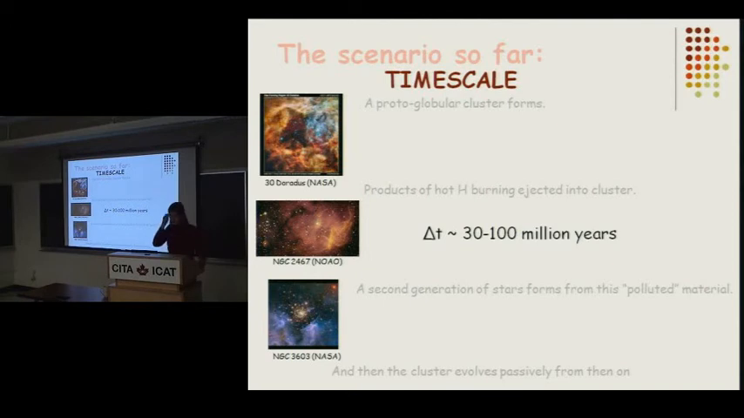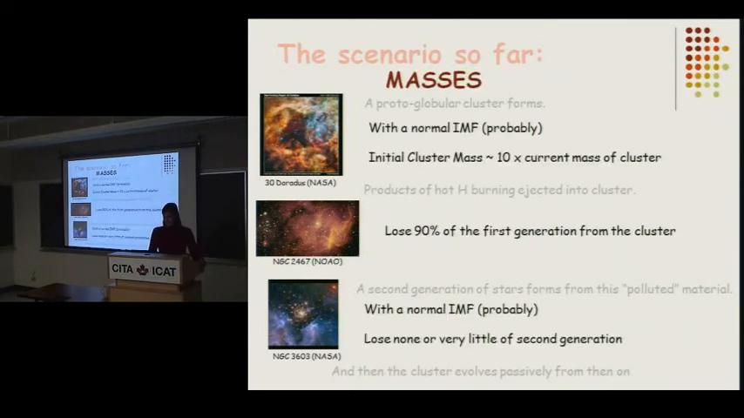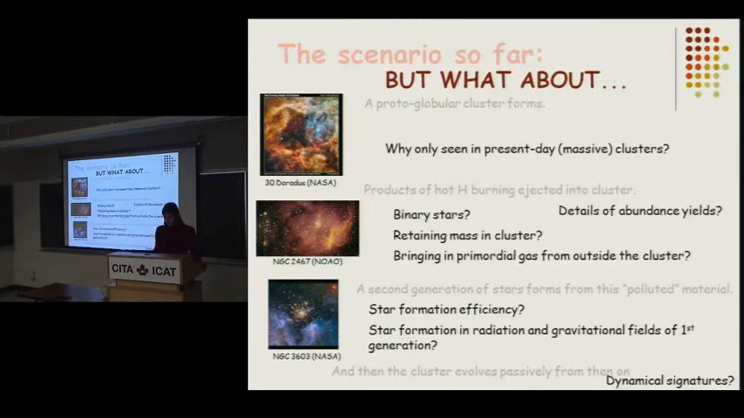And then there's another issue with the time scale, which has to do with one of my other questions. So these abundances, the masses, and the time scale are things that people have thought about and more or less come up with explanations for. Here are the other holes that I'm trying to worry about. Why do we only see this in clusters which are currently of order a few hundred thousand solar masses? Why don't we see it in the halo? Well, maybe we do see it in the halo. But why don't we see it in any other population?